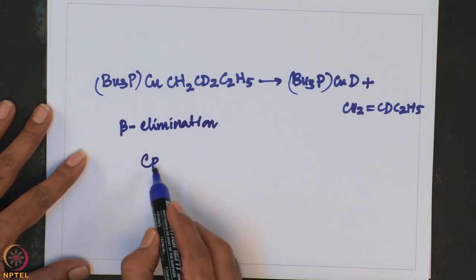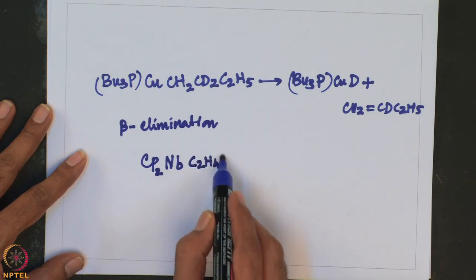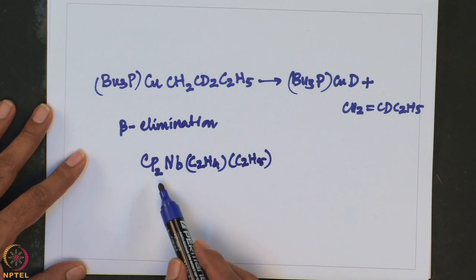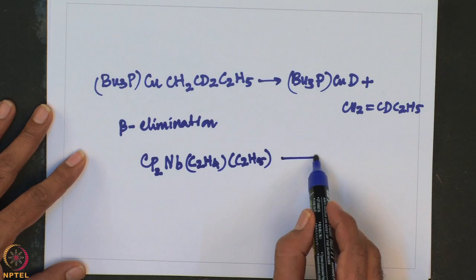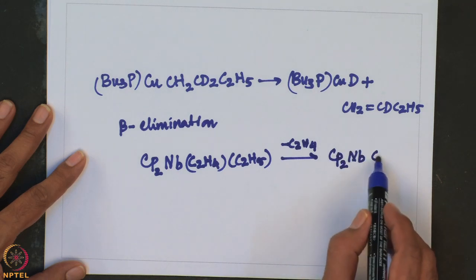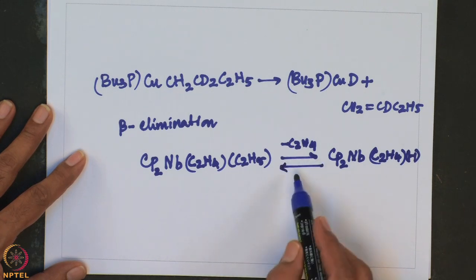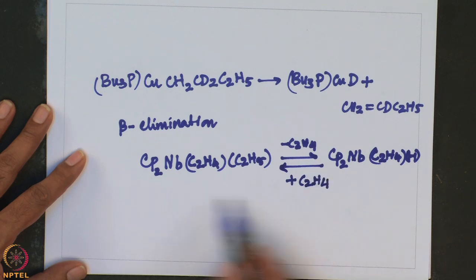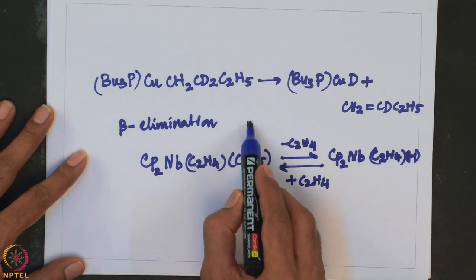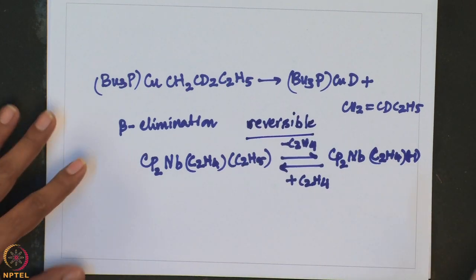Let us consider this cyclopentadienyl dimer, bis-cyclopentadienyl niobium having a C2H4 group, ethylene, as well as an ethyl group. This bis-cyclopentadienyl niobium ethylene ethyl compound, on heating, loses C2H4 to form Cp2Nb(C2H4)H, that means a hydride bond. And of course, on addition of ethylene, one can regenerate the ethyl and ethylene complex. So, this shows that these reactions can be made reversible. Of course, some of these reactions come in very handy in catalytic organic transformations.